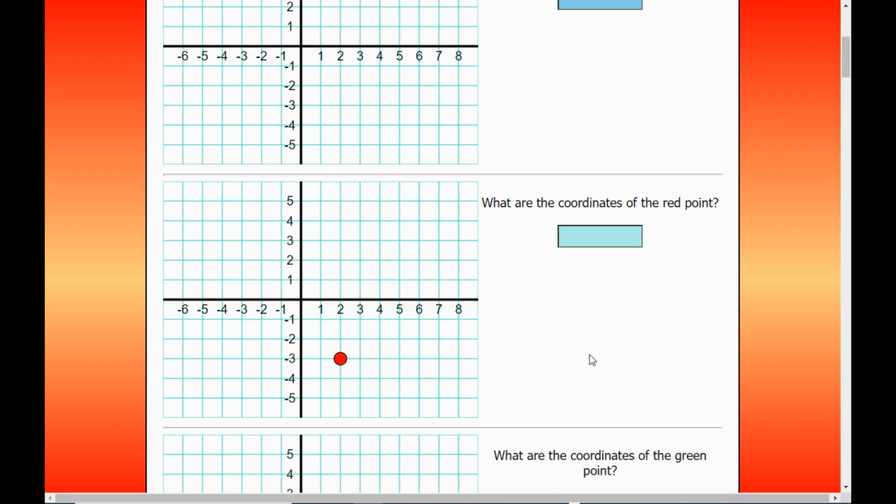Let's go to this one now. Don't forget we label x over here and y over here. So if I go 1, 2 to the right, that's going to be my x because it's in line with it. X is equal to 2. But my y is negative now, negative 3, because I've gone down. So remember x, y: 2, negative 3 is the answer.